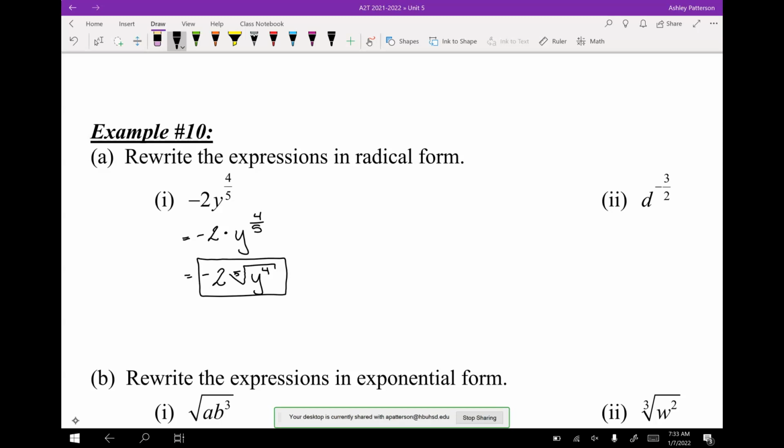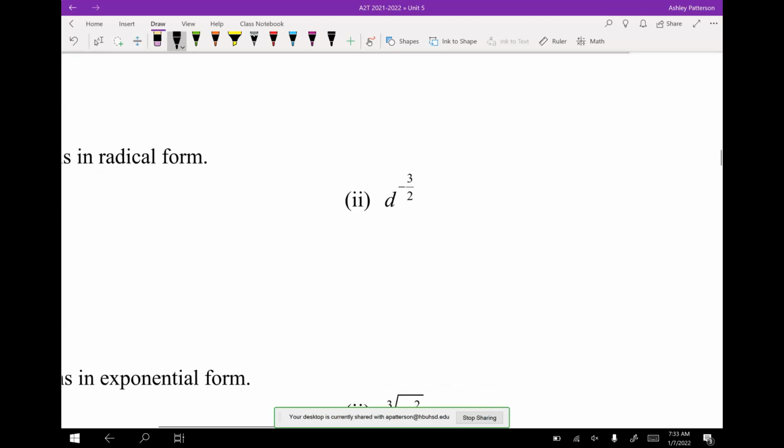Okay, let's take a look at the second. Pardon me. Oh, I see a negative in my exponent. What is that going to force us to do? The reciprocal of the what, Christian? Yes! Very good, sir. We're going to rewrite this as 1 over d to the 3/2 power. Do not take the reciprocal of the exponent. I can't stress that enough. That is not a part of the property.